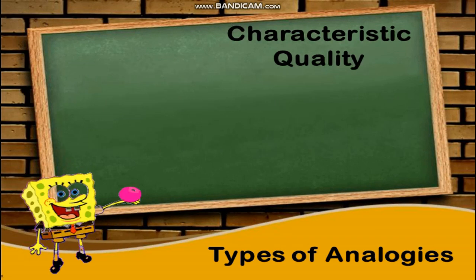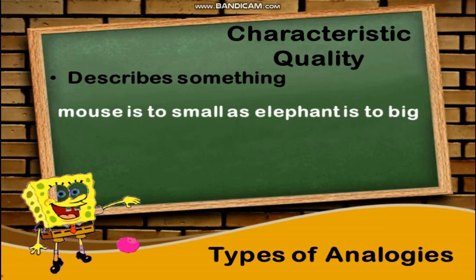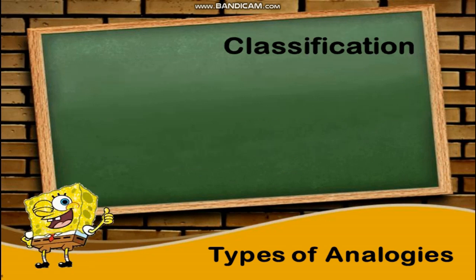Another type of analogy, characteristic quality, describes something. Sample, mouse is to small as elephant is to big. The characteristic of a mouse is small as the characteristic of an elephant is big. Ball is to round as table is to square. The characteristic of a ball is round as the characteristic of table is square.